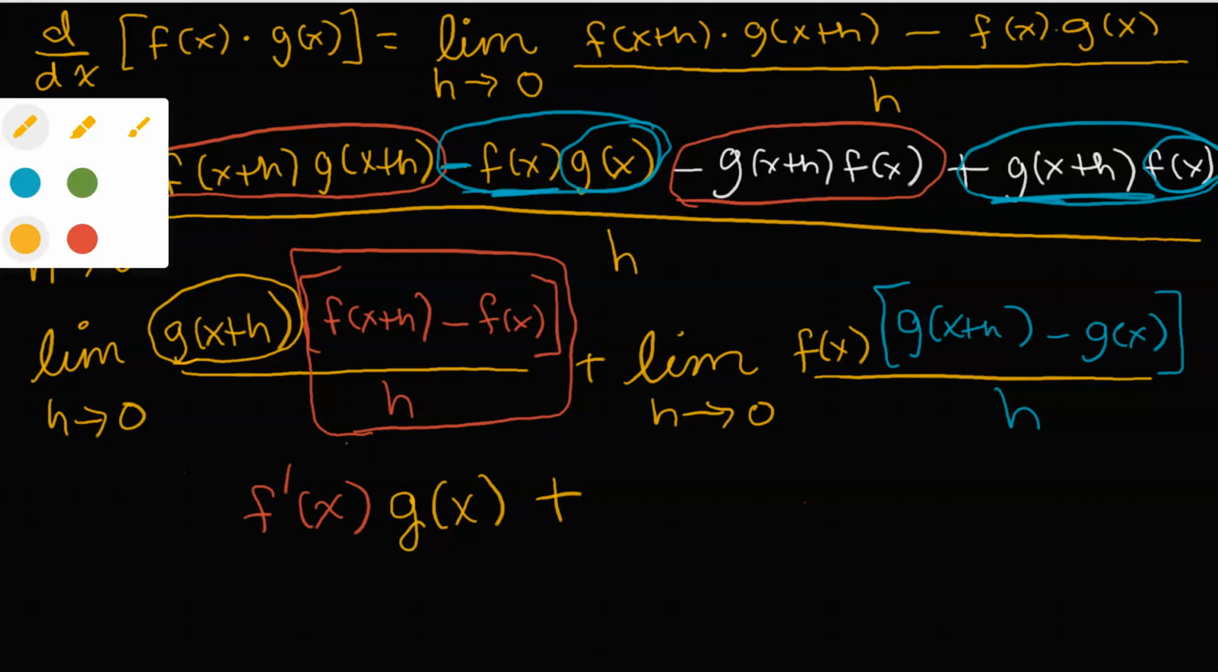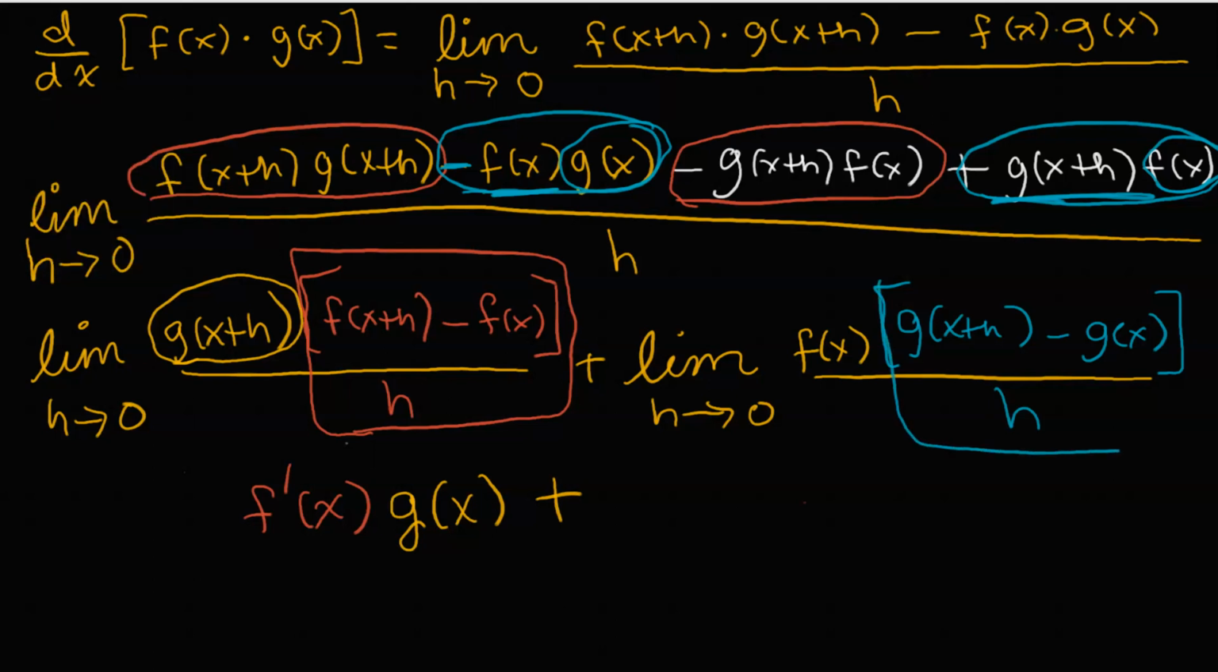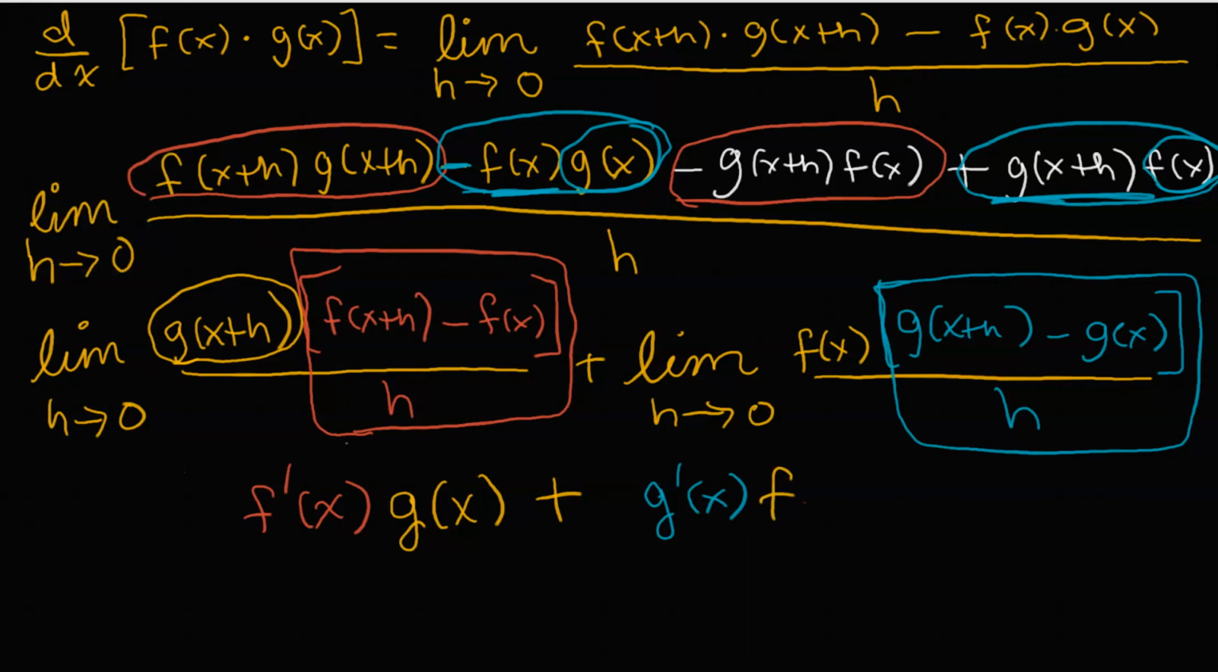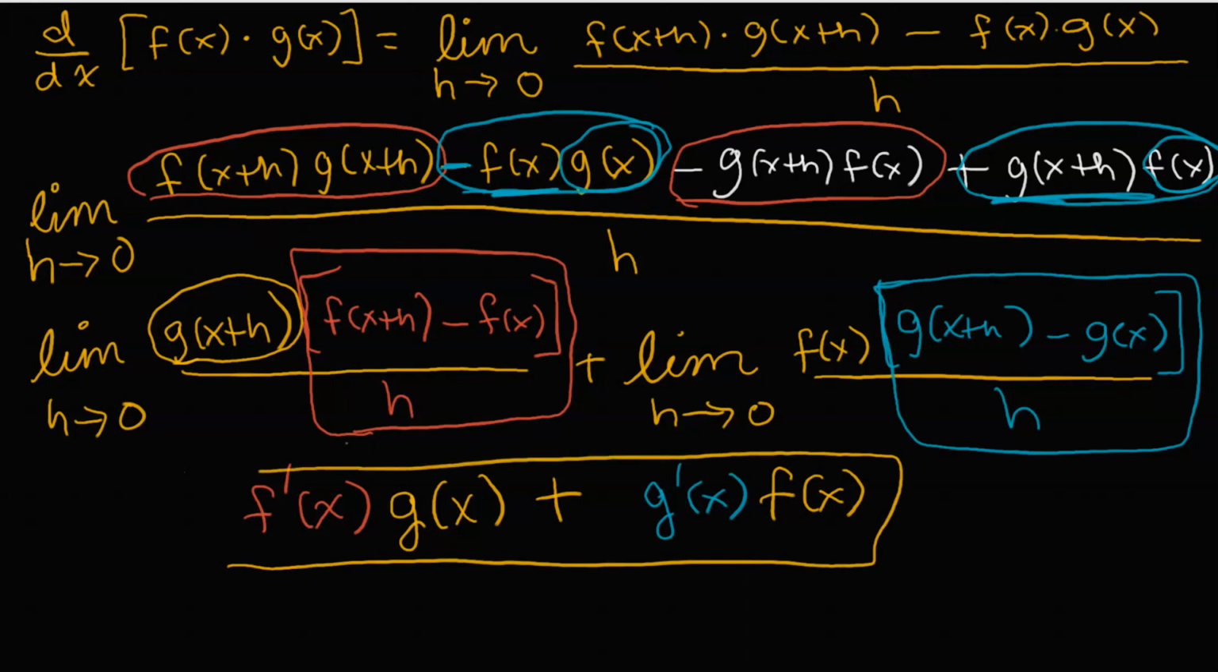okay, in the blue, the limit as h goes to 0 of g of x plus h minus g of x all over h, that right there is the derivative of g. And when h is approaching 0, where does f of x go? Well, f of x is still going to be f of x. So then we will say this right here is the derivative of f times g.